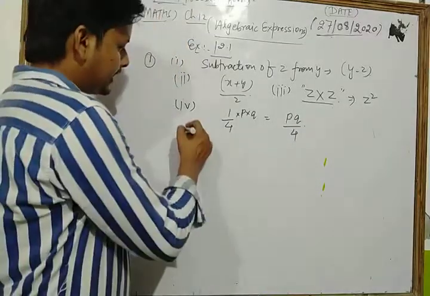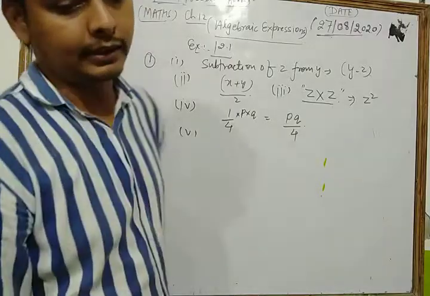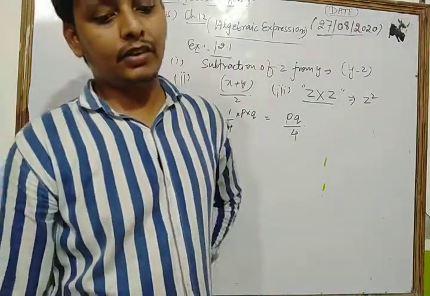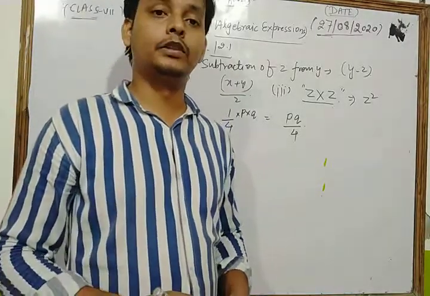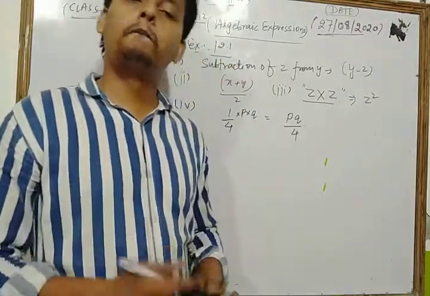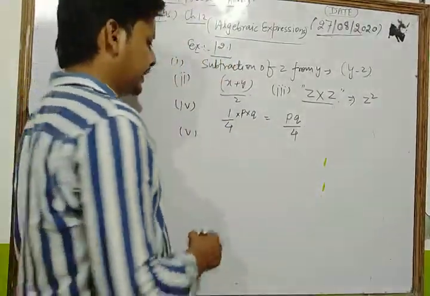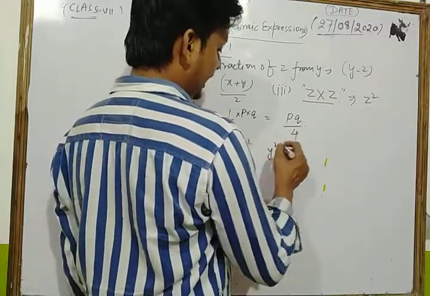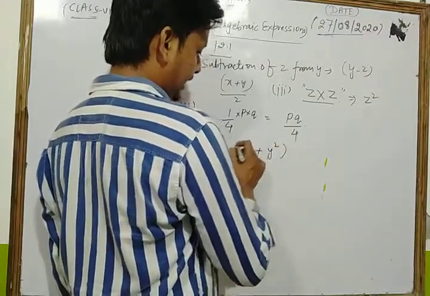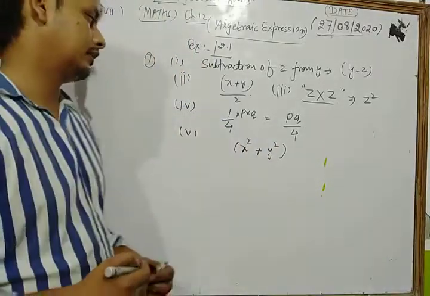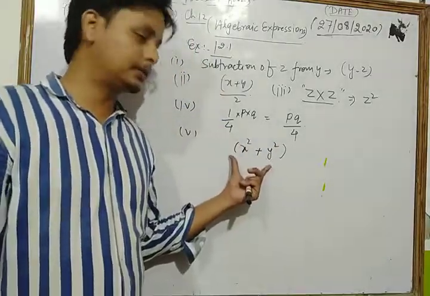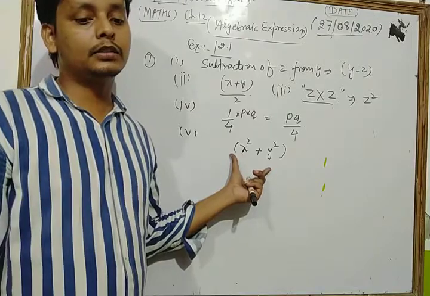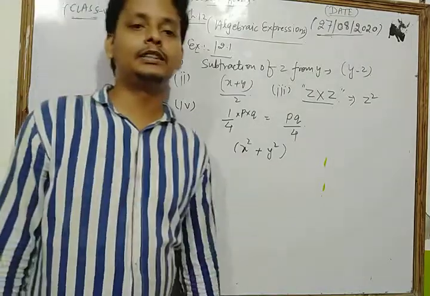Now we take and solve the fifth part of the question: numbers x and y both squared and added. Dear student, numbers x and y both squared means x square and y square, and added means plus. So we can write it in this way. This represents the numbers x and y both squared and added.